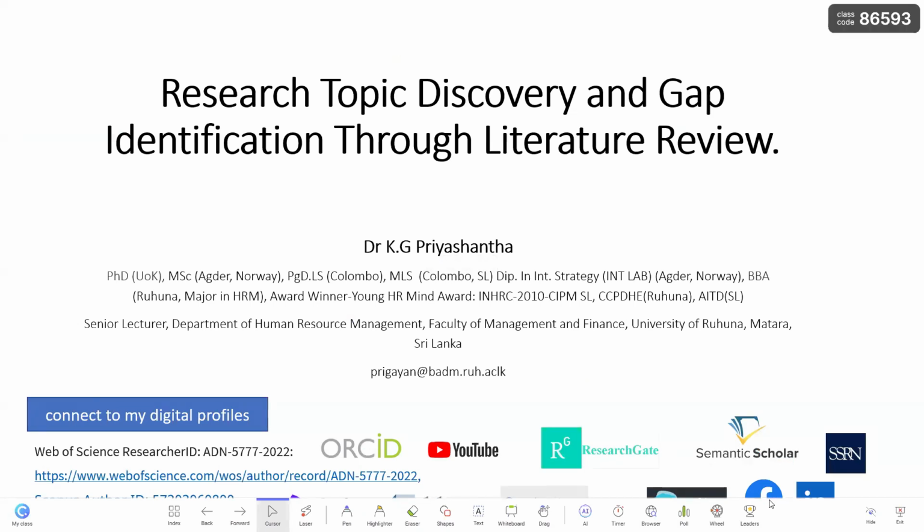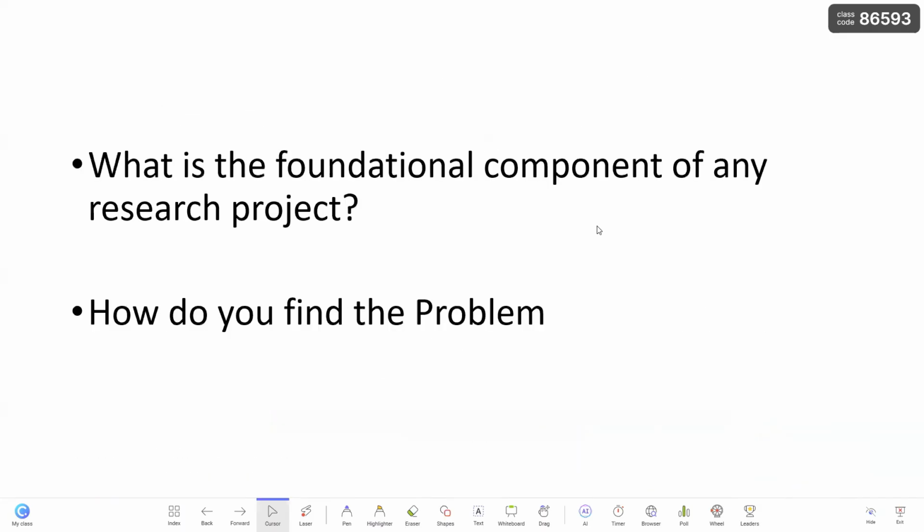Research topic discovery and gap identification through literature review. I think this is the real timely, relevant topic for you all: how you can write your dissertation, because a dissertation, or any kind of research, starts with your research topic, right? So how you can find a research topic is going to be discussed today.